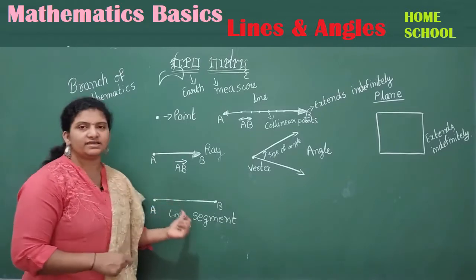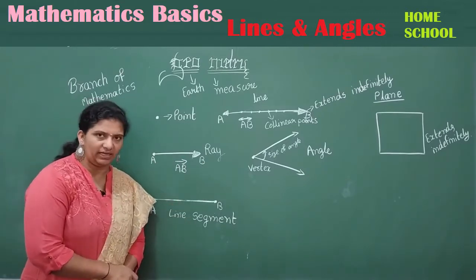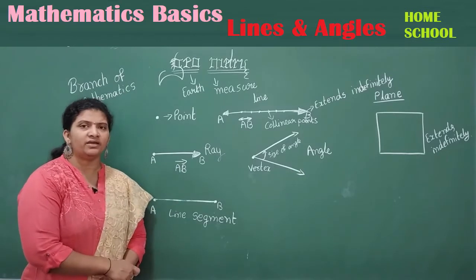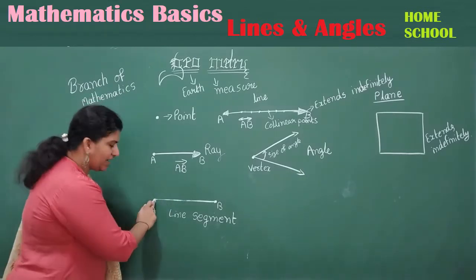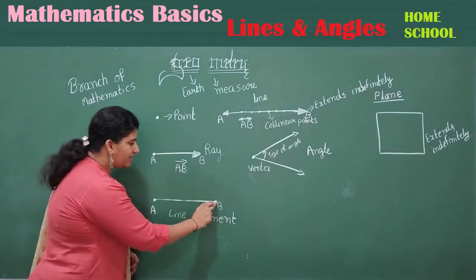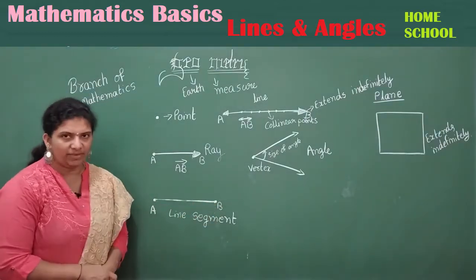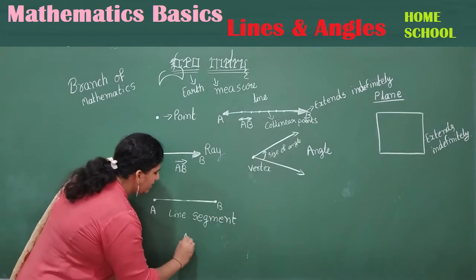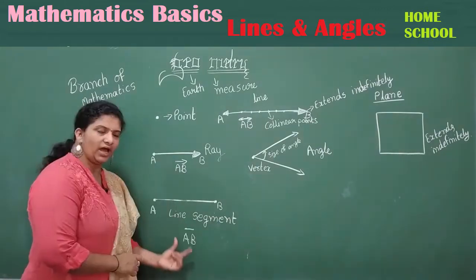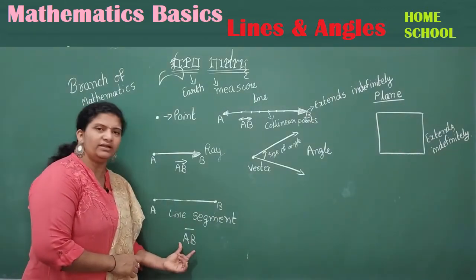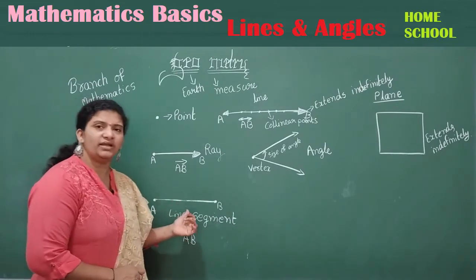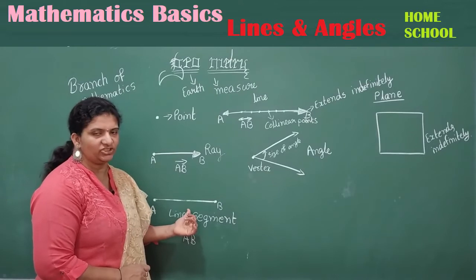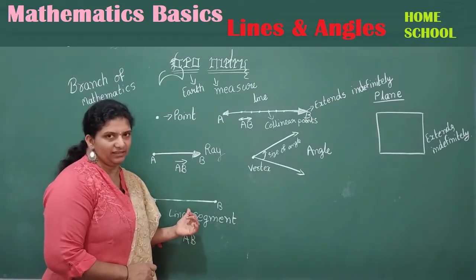So let's see the line segment. What is the line segment here? It has two endpoints. See here, there is an endpoint A and there is another endpoint B. How do you write this, children? AB. How do you represent your line segment? AB is a line segment. A line segment is also one dimensional, having only length.